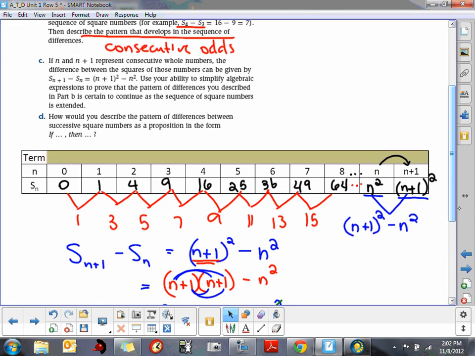In letter D, they want you to describe the pattern of difference between successive square numbers as a proposition in the form if-then. If we subtract successive squares, or if you want to use the word consecutive, if we subtract consecutive squares, then the difference is odd. If you subtract consecutive squares, then the difference is odd.